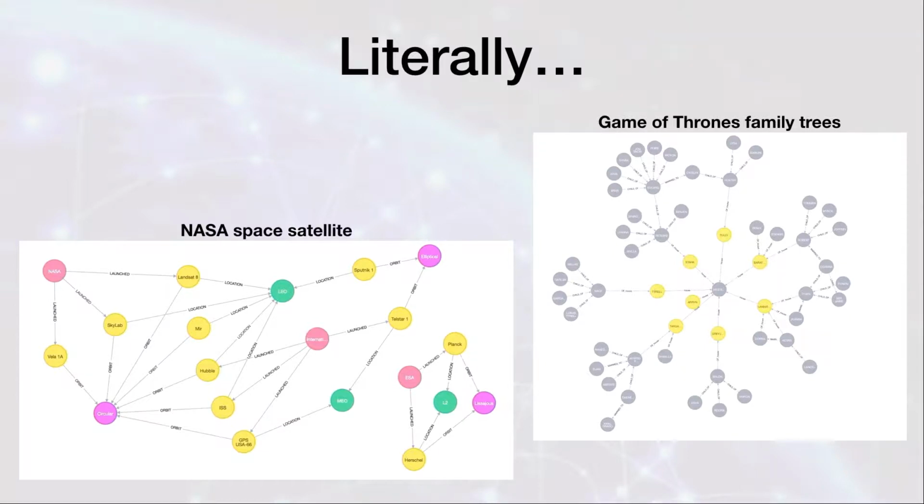NASA used Neo4j for their lessons learned. Based on a search term, can I find relevant information that I can use to build more spacecraft or find certain numbers or things we might be able to improve on the next mission? And then on the right there, the Game of Thrones family tree. Got to have a little bit of fun there. So you can start tracking all of the characters and their relationships and families throughout the network.